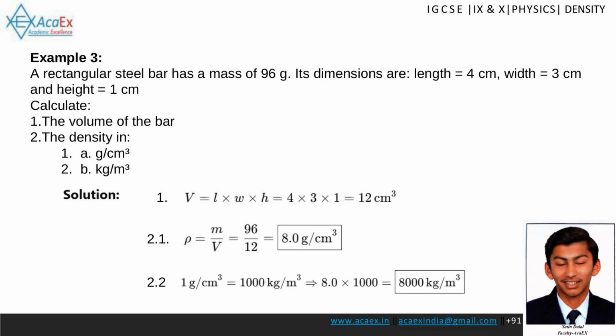Density equals mass divided by volume. That is 96 divided by 12, which equals 8.0 grams per cubic centimeter. To convert, we know that 1 gram per cubic centimeter equals 1,000 kilograms per cubic meter. So, we multiply 8.0 by 1,000, which equals 8,000 kilograms per cubic meter.